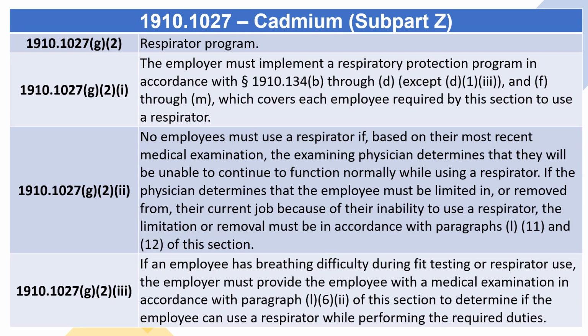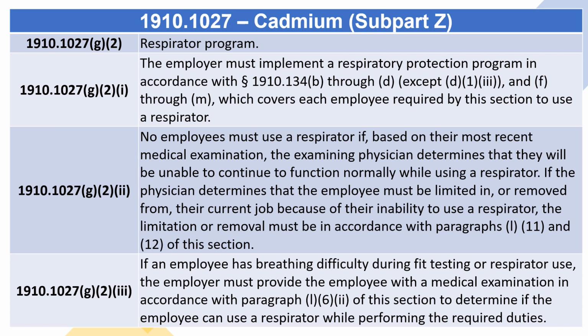1910.1027(g)(2) Respirator program. (g)(2)(i) through (g)(2)(iii): The employer must implement a respiratory protection program in accordance with section 1910.134 (b) through (d), except (d)(1)(iii), and (f) through (m), which covers each employee required by this section to use a respirator. No employees must use a respirator if, based on their most recent medical examination, the examining physician determines that they will be unable to continue to function normally while using a respirator.